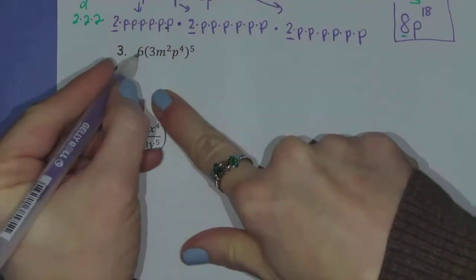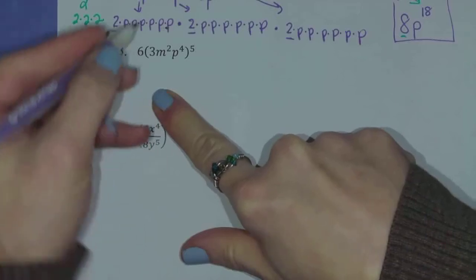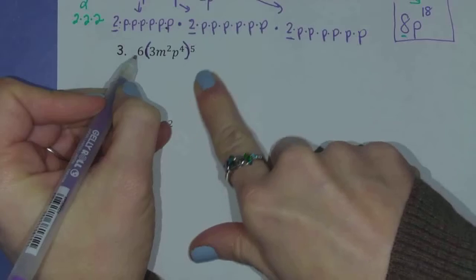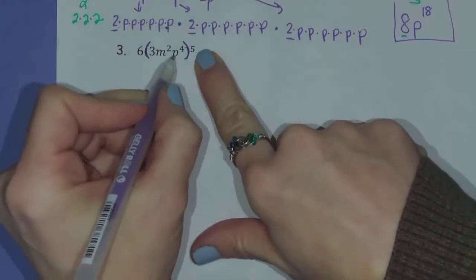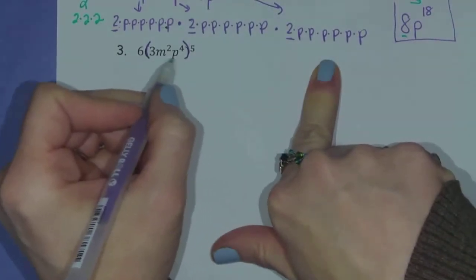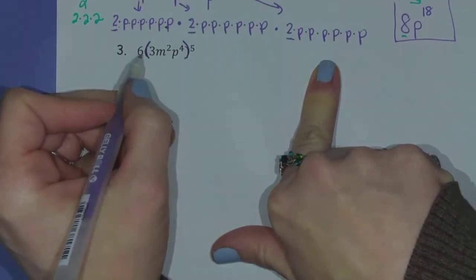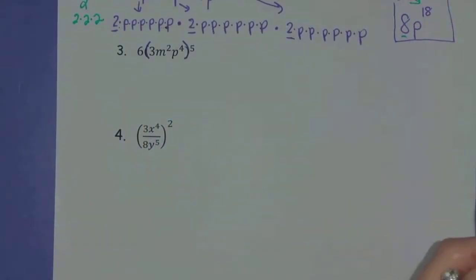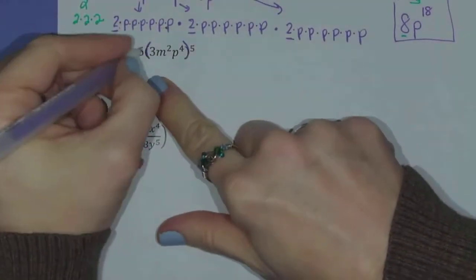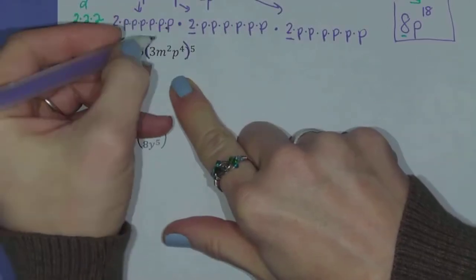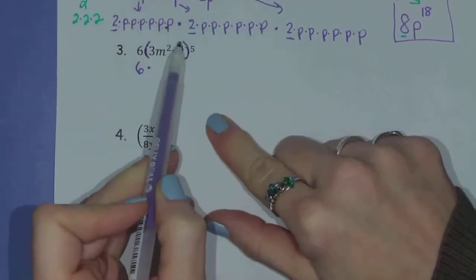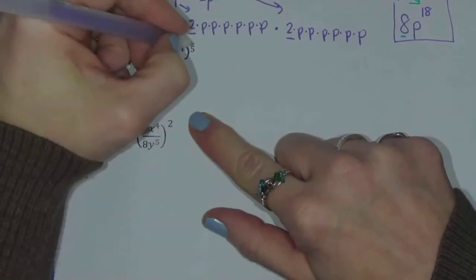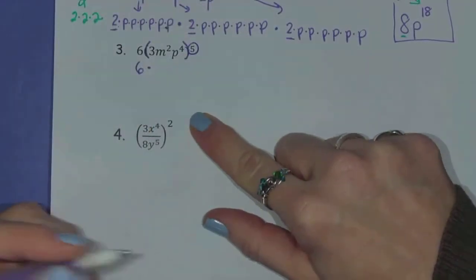Here's what's interesting about this one. We have this 6 clear out in front of this parentheses. So this 6 is not being raised to the 5th power the way this monomial inside is. So I'm just going to bring 6 along for the ride, and maybe at the end of the problem I'll be able to do something with it. So I'm going to start with a 6, just write that down, times. And now I've got to write out this monomial, 3m squared p to the 4th. I've got to write that out 5 times over. So here I go.